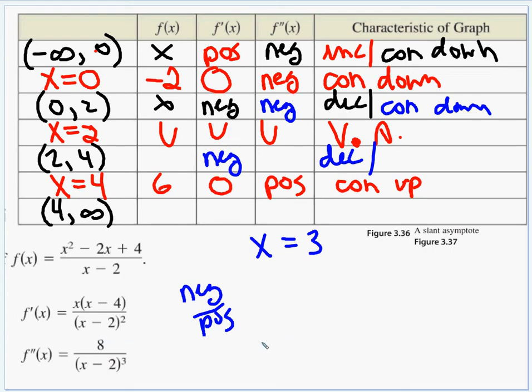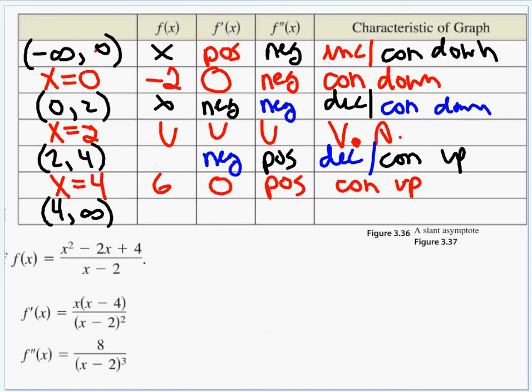Let's put that 3 in the second derivative. 8 is our positive numerator. 3 minus 2 is positive, and we cube that, and it stays positive. Positive over positive is positive, and we are concave up.